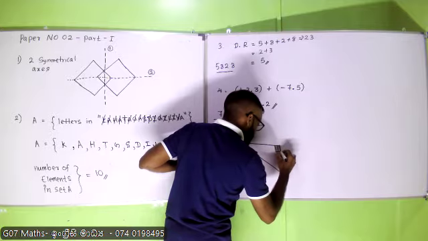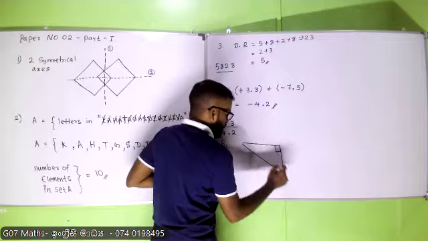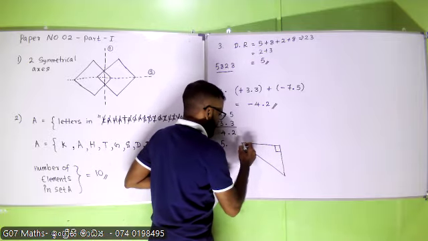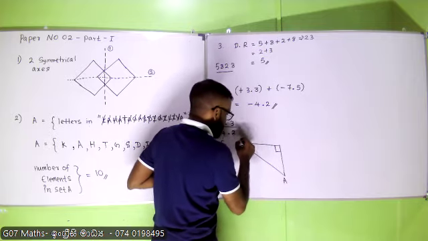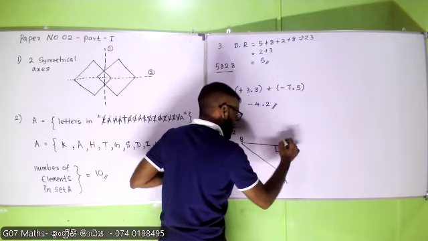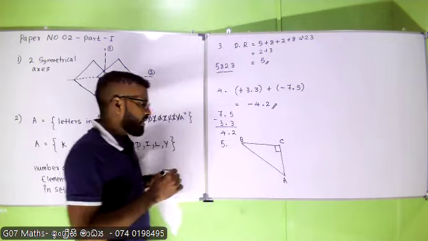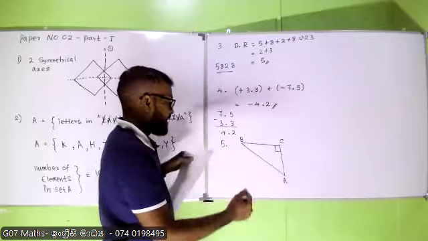This is my triangle. What is this triangle called? What kind of a triangle is this? Can anyone say? What kind of a triangle? Right angle triangle. Yes, super. Right angle triangle.